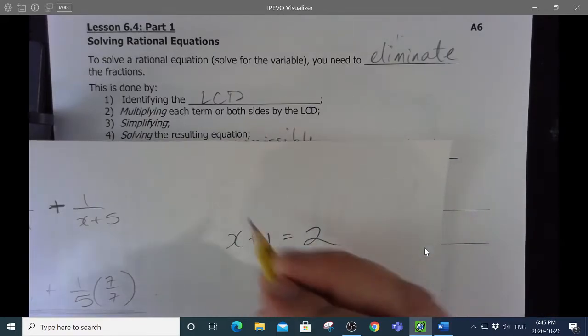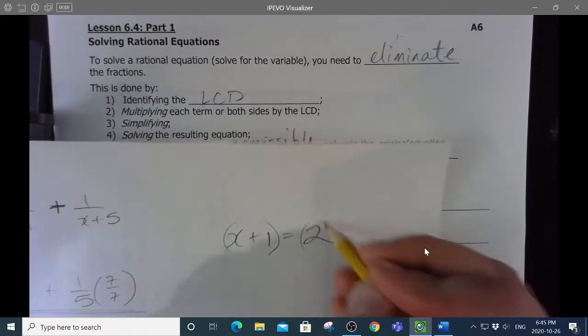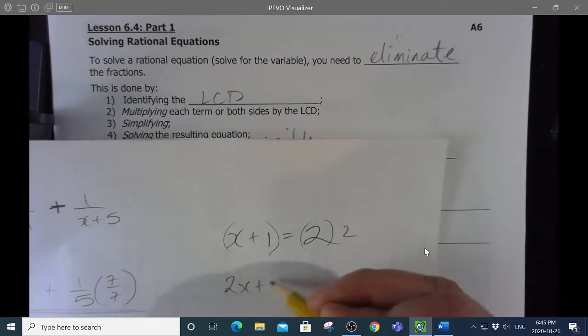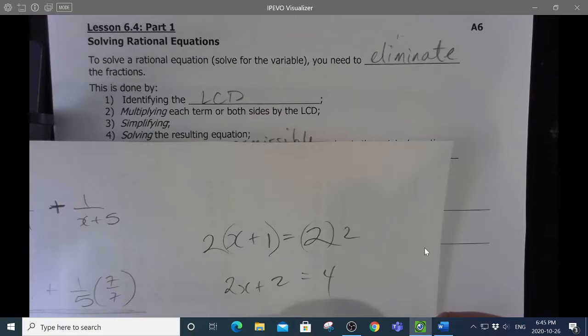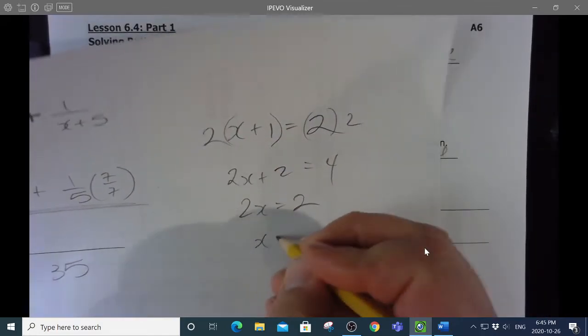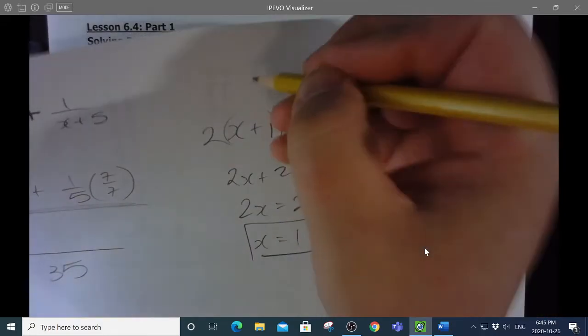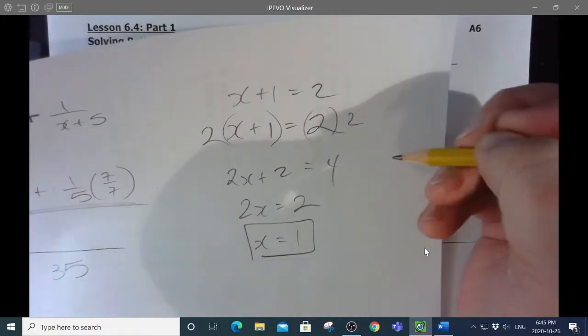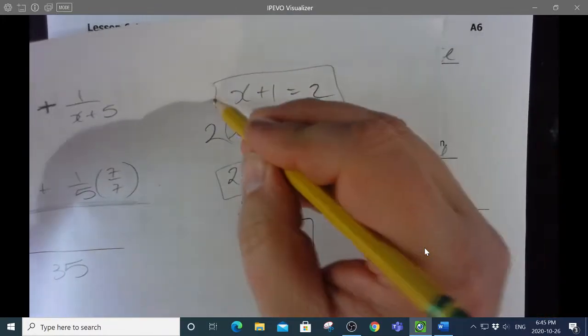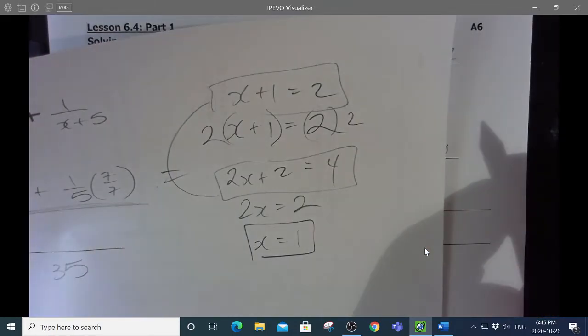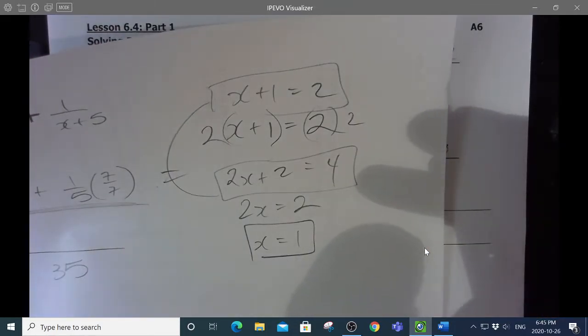If I multiply both sides of the equation by 2, I get 2x plus 2 equals 4. And notice that's the same equation. I know it looks very different, but it still has the same solution. If two equations have the same solution, then mathematically they're the same equation. This equation has x equals 1, and this equation has x equals 1. That makes these two equations equivalent.